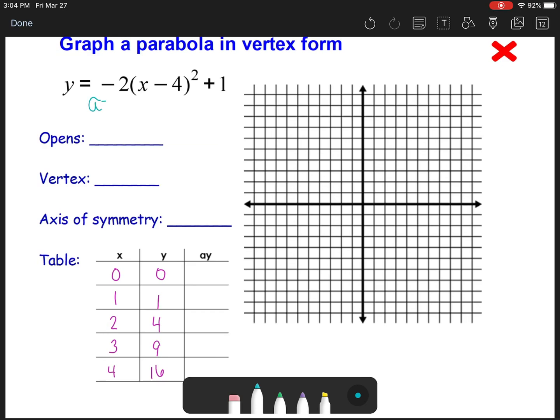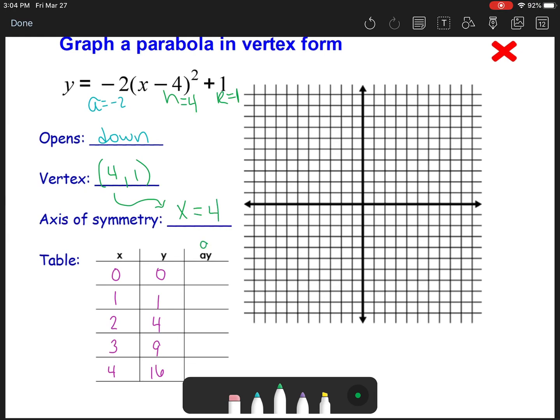So looking at it, we have an a value of -2. So this is going to open down. Then for our vertex, well, here's our h, here's our k. The opposite of -4 is a +4, and k is going to stay the same, so it'll be a +1. So we have the vertex 4, +1. Our axis of symmetry is just that h value, so x is equal to 4.